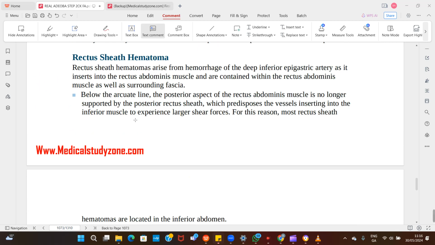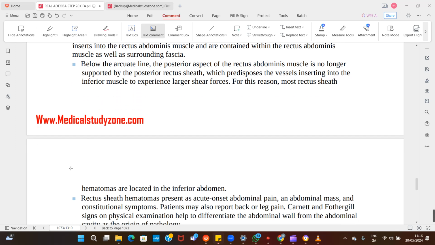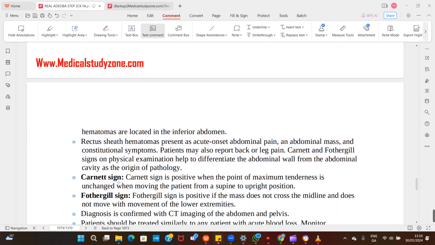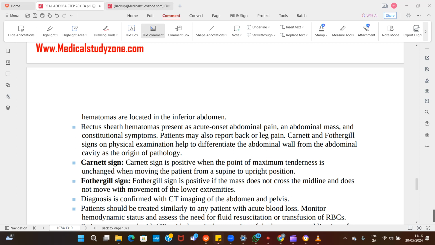And because the most vulnerable site for the tear is below the Harquet line, you tend to see most of the rectus sheath hematoma formed at the lower inferior abdomen, right? So how would they present? Individuals with rectus sheath hematomas usually present with abdominal pain. They have a palpable abdominal mass, right?